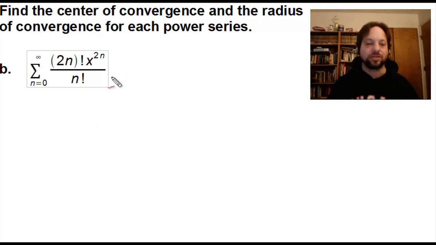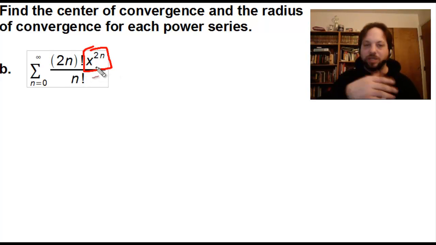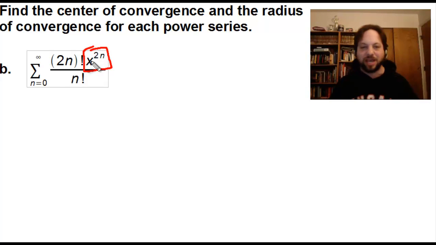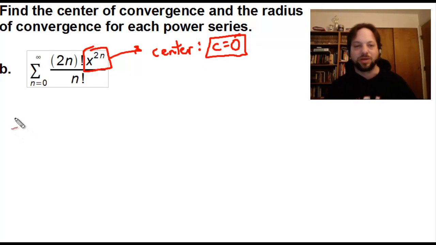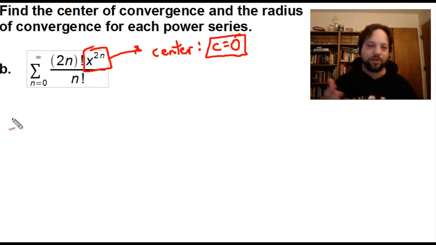The first thing we need to do here is find the center of convergence. And if you notice this time, the x term is not an x plus 3 like before, or an x minus k, or any of that garbage. This is simply x raised to the power of 2n. And what that tells me is that the center of convergence for this power series is going to be c equals 0. So that right there makes this a lot more fun and exciting than the last one, in that we didn't have to figure out really much of anything, to be honest.